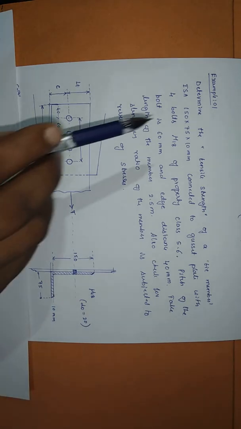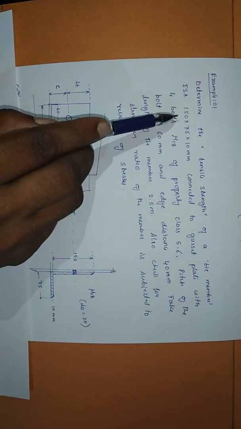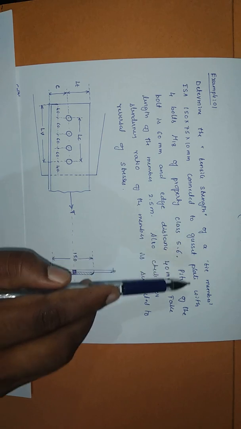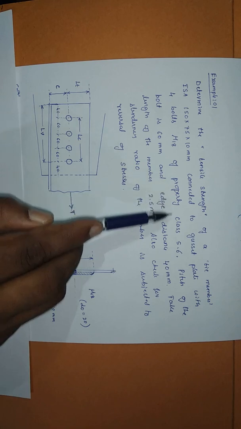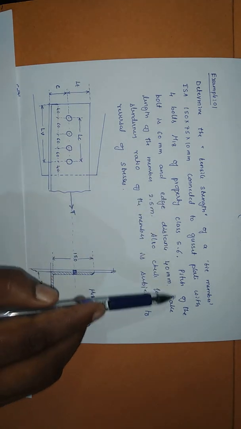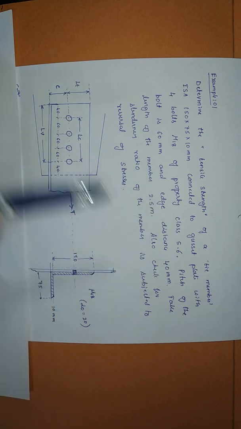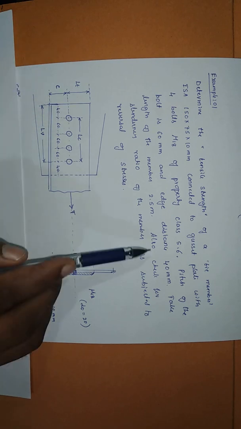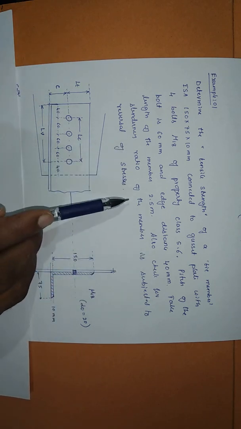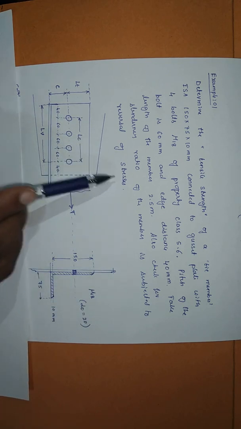Example number 1. Determine the tensile strength of a tie member ISA 150 x 75 x 10 mm connected to a gusset plate with 4 bolts of grade M18, which comes under property class 5.6. Pitch of the bolt is 60 mm and edge distance is 40 mm. Take length of the member as 2.5 meter. Also check for slenderness ratio of the member subjected to reversal of stresses.